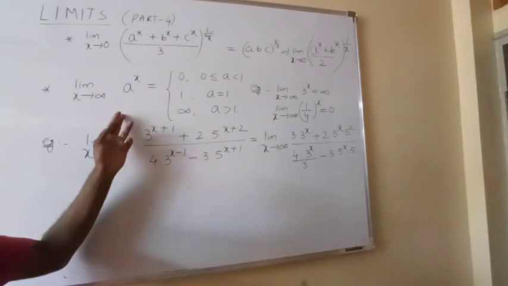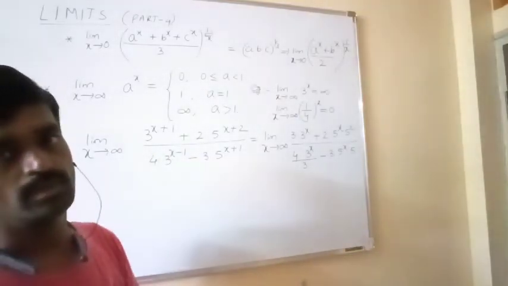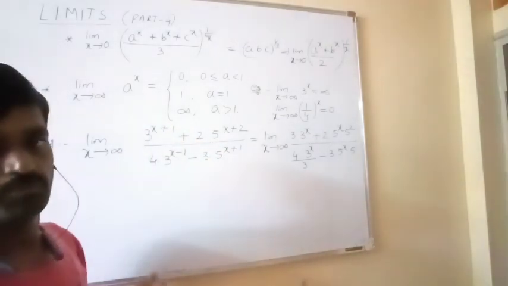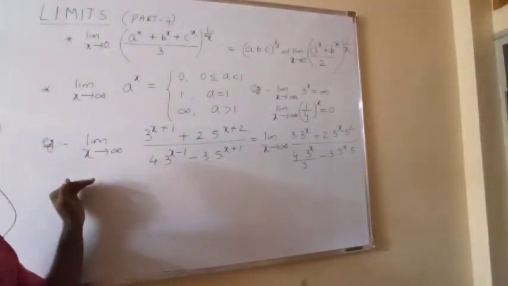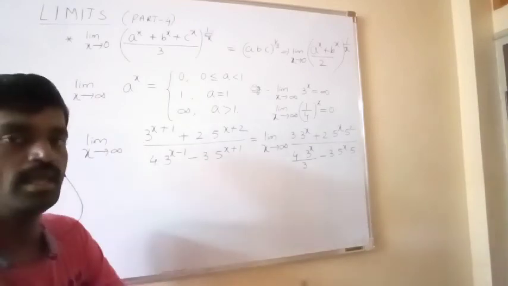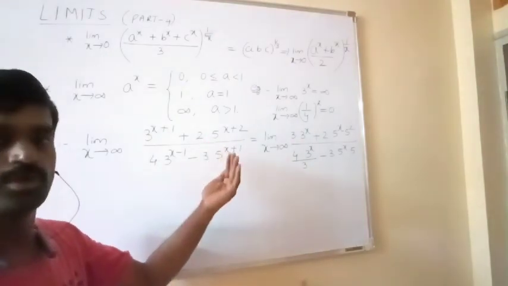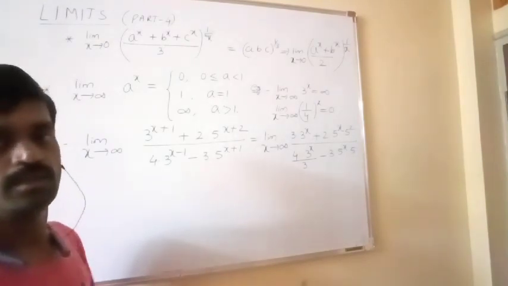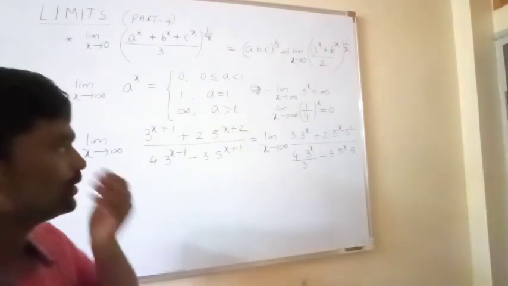Next, a problem based on this formula. If you apply the limit directly, you will get the infinity by infinity form. But in this problem, we can't apply L'Hospital's rule, because here the exponent is a function and the base is a constant, and x is approaching infinity. L'Hospital's rule doesn't work when the base is constant and the exponent is a function, that means for exponential functions. Then how to evaluate?